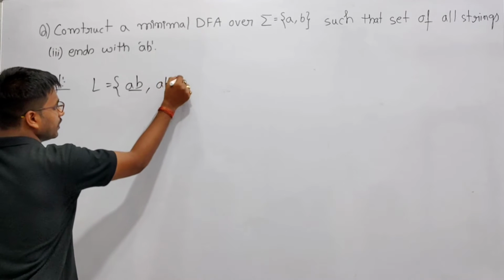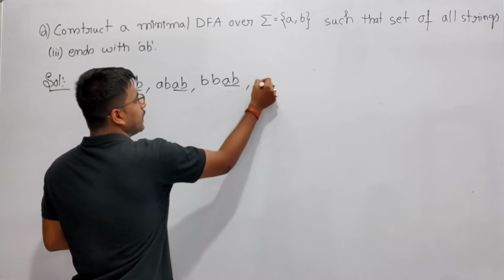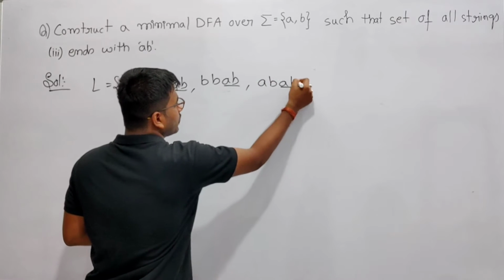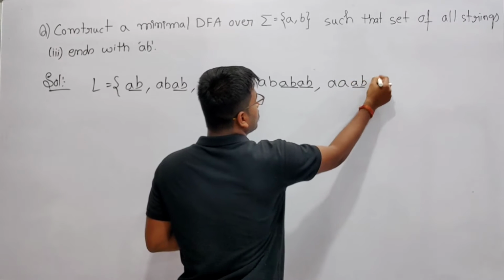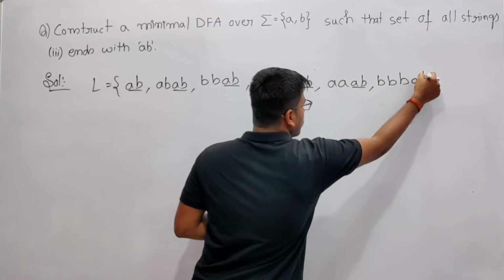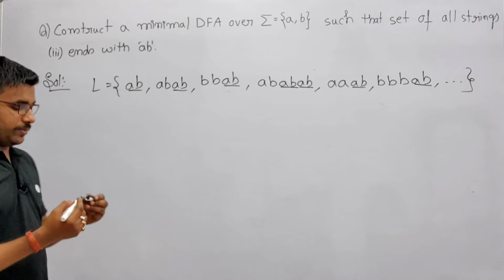AB ends with AB. BB, AB ends with AB. Again AB ends with AB. A, B ends with AB. B, B, B, A, B ends with AB. So it is containing the strings which end with AB.